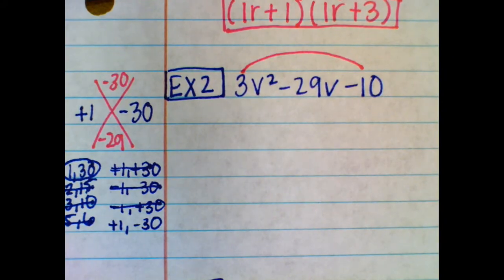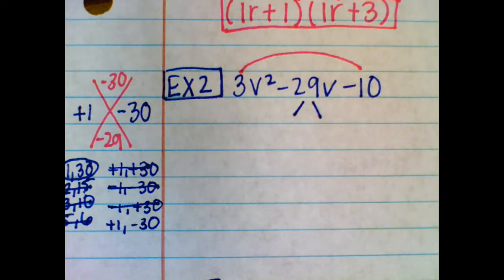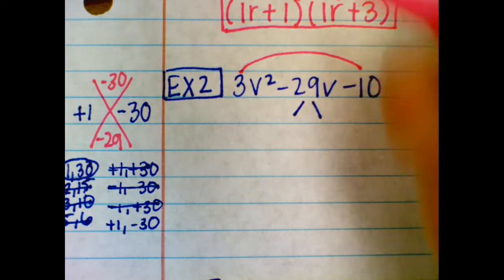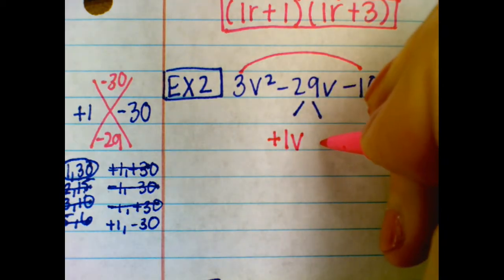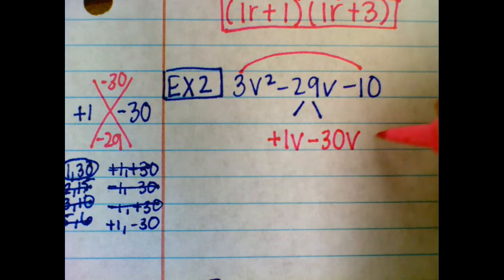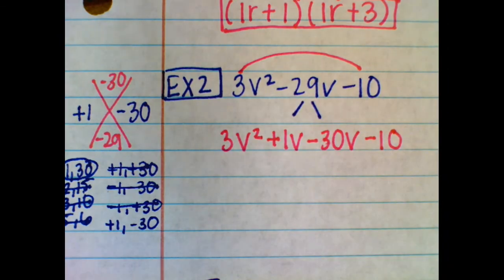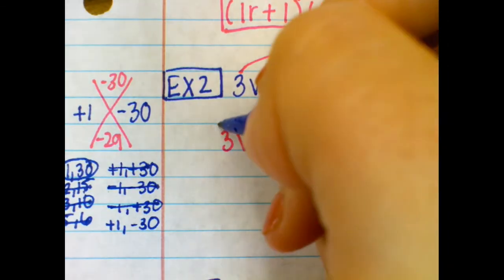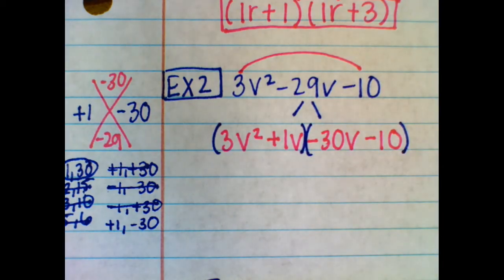So now that I figured them out, I can replace them. So instead of negative 29b, I'm going to have positive 1b, and I'm going to have a negative 30b. And the negative 10 is going to come down. The 3b squared is going to come down. And now I have 4 terms, and I can group. So my first 2 and my 3 and 4.